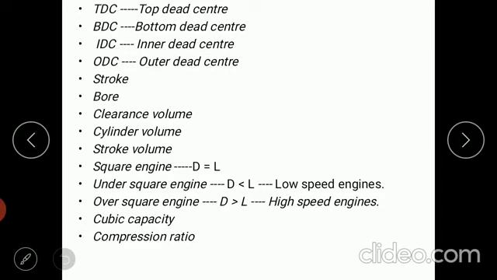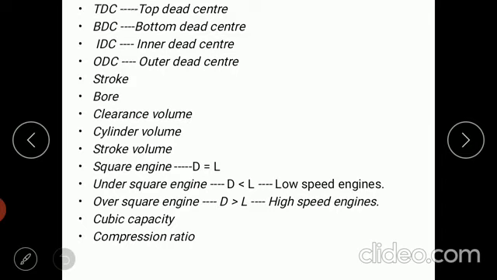Again, based on the stroke and bore of an engine, we can classify the engine into three types. If the stroke and bore are equal, that is termed as a square engine. If stroke is larger than bore, that is termed as an under square engine. If bore is larger than stroke, that is termed as an over square engine. Under square engines are utilized in low speed engines. Over square engines are utilized for high speed purposes.